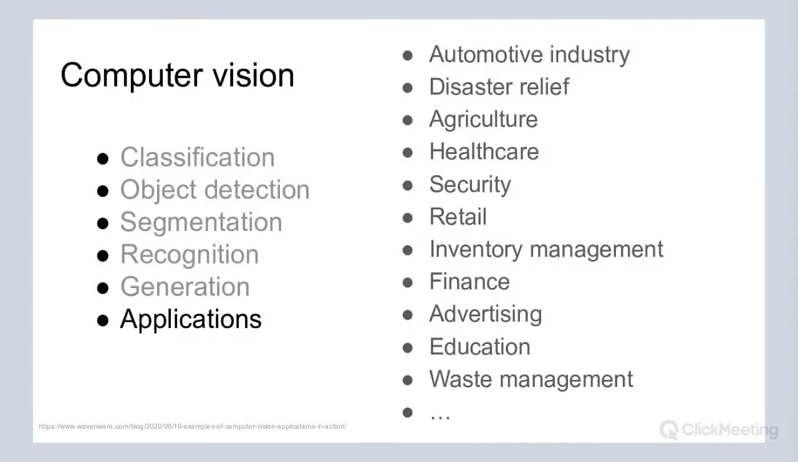Basically everywhere you have images, you can use these computer vision subtasks I've talked about, for example in healthcare, security, retail, and advertising. You can predict the emotions of people who are looking at your advertisement, and in the automotive industry, like self-driving cars and so on. But let's move on.